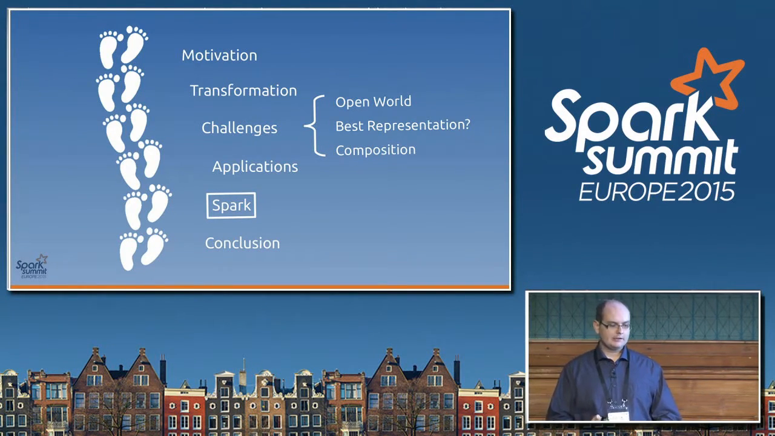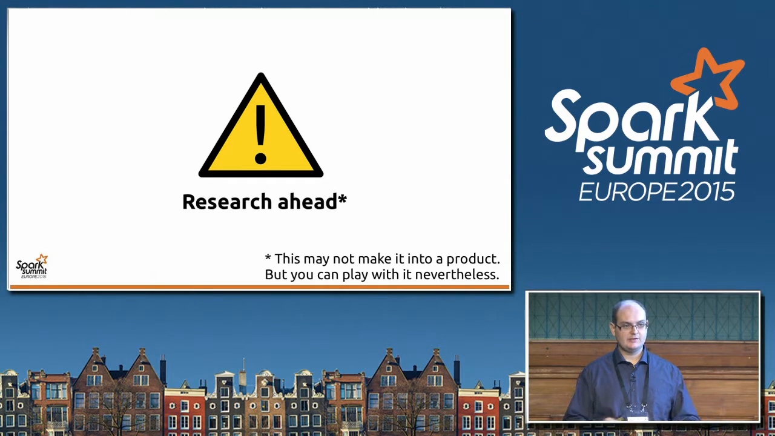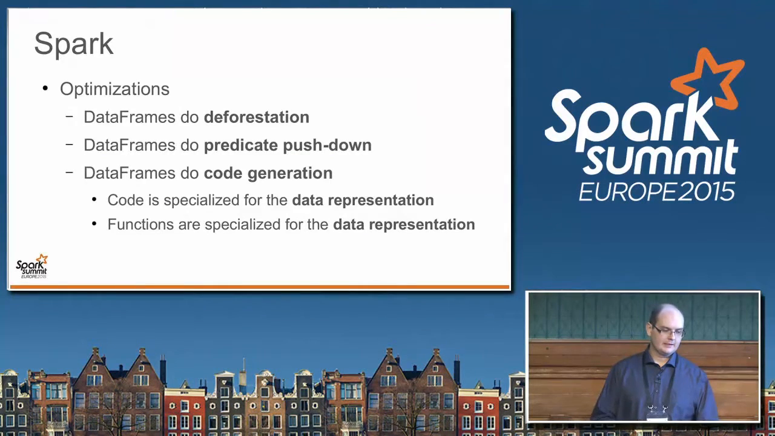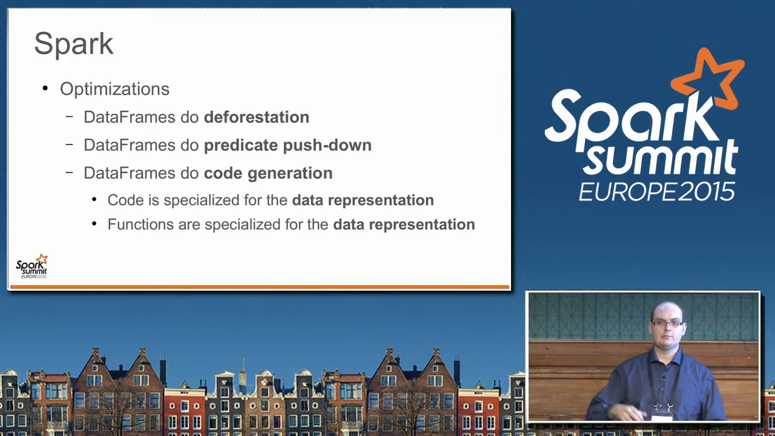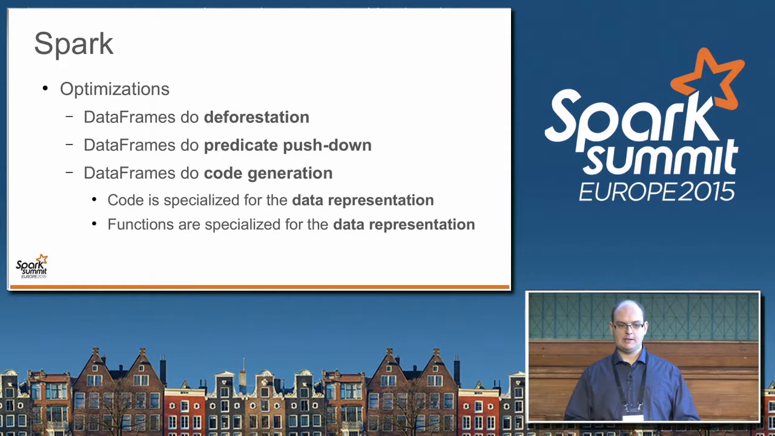Finally, the interesting part, Spark. Again, research ahead, so this is just a research avenue that we're pursuing. So if we look at the optimizations Spark does to get these wonderful speedups, in data frames, it does deforestation. It does predicate pushdown, which means it's going to put the predicates before the joins, push them as close to the data source as possible.